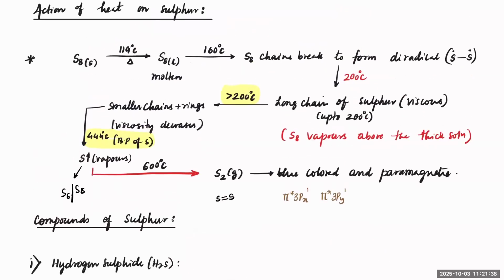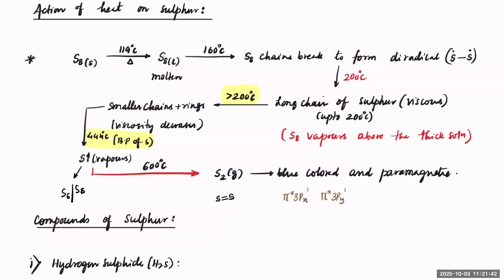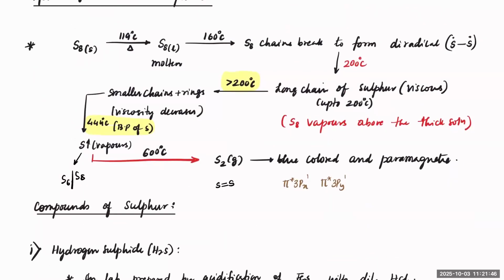So this is the complete journey of how the heat affects the sulfur. Clear? I need to remember each temperature, what will happen at it, basically. Only two. Can you see that? Marked ones, only these two.